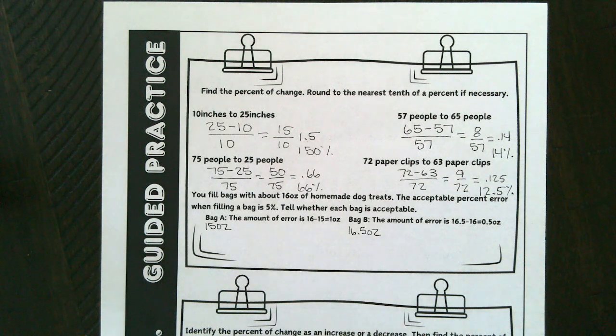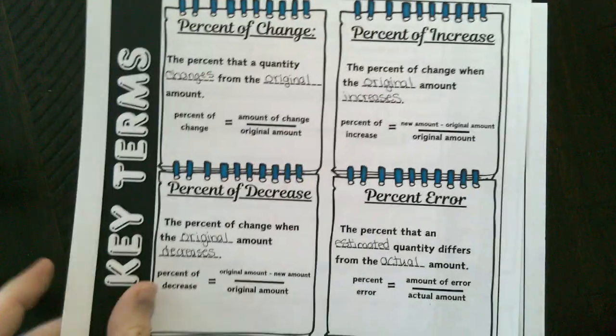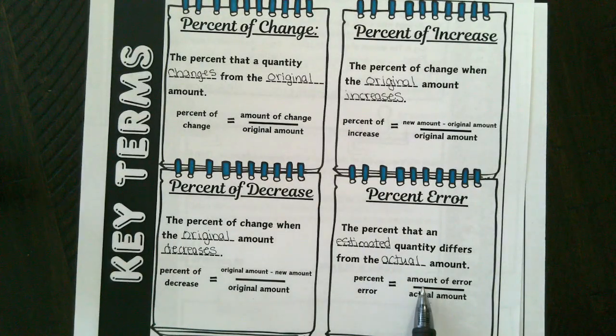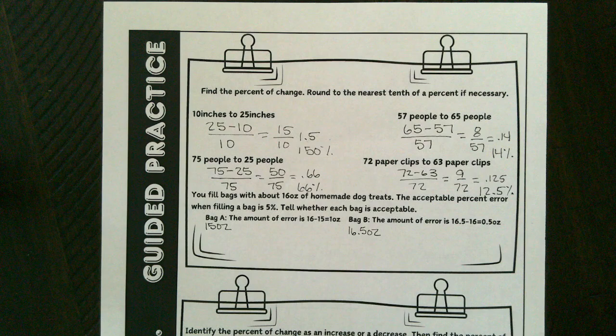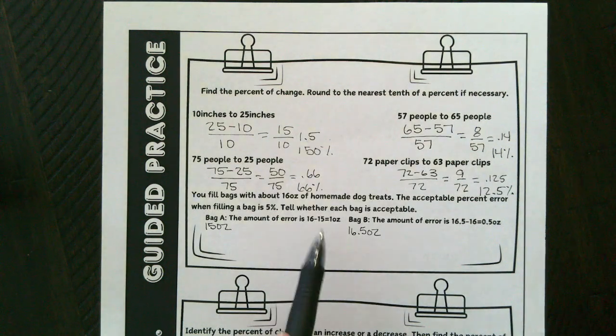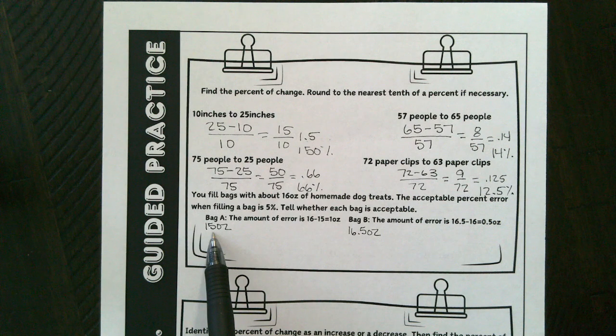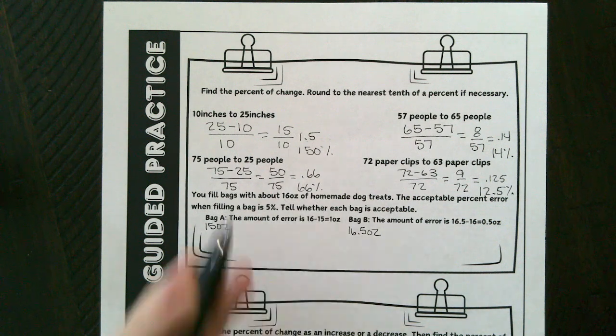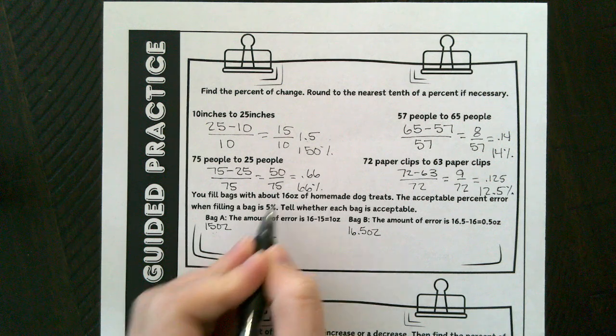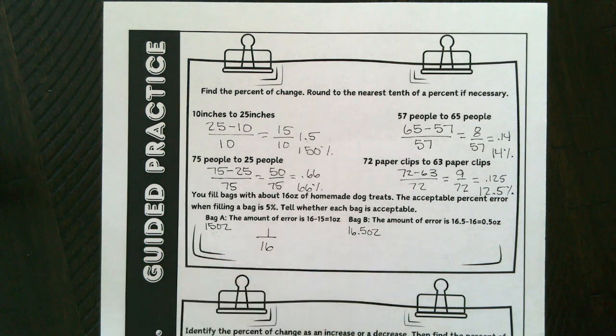So let's look at that formula again. Percent error formula. We take the amount of the error over the actual amount. And when I say actual amount, that means the amount that it was supposed to be. Okay? So we're going to take our amount of error, which was our 1 ounce, because we took 16 ounces minus 15 ounces. So what it was supposed to be, what it ended up being, and then we get 1 ounce. And then we're going to put that all over the amount it was supposed to be.